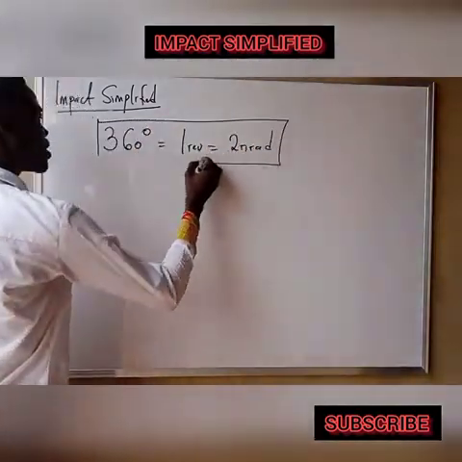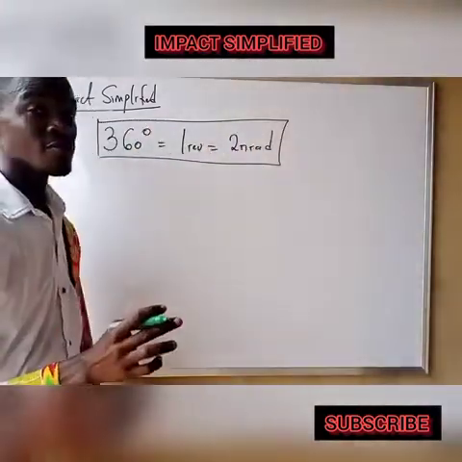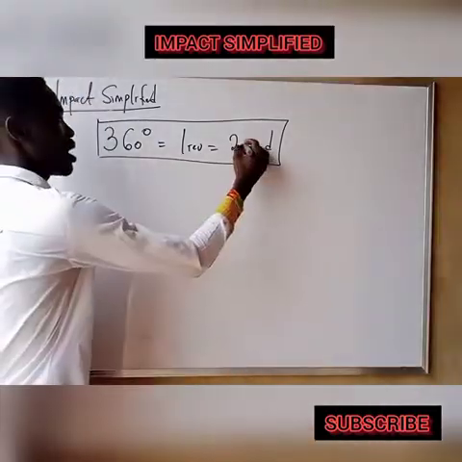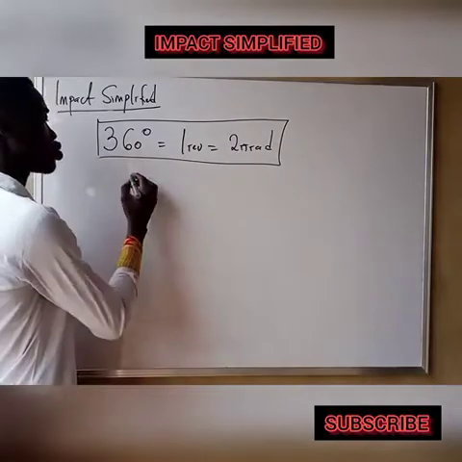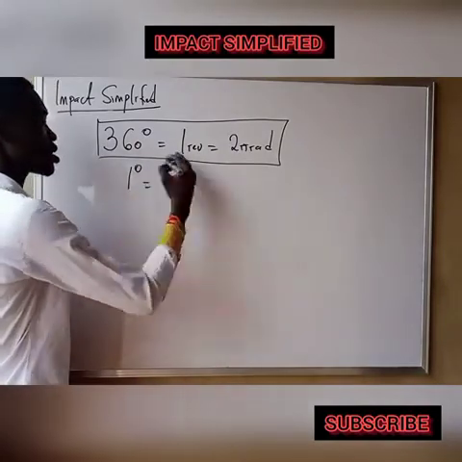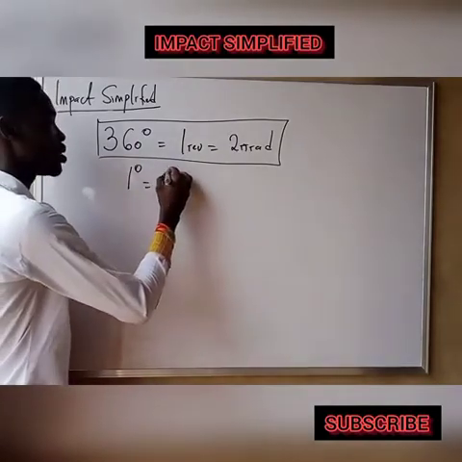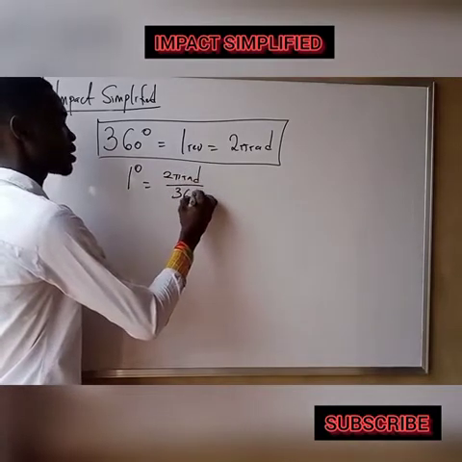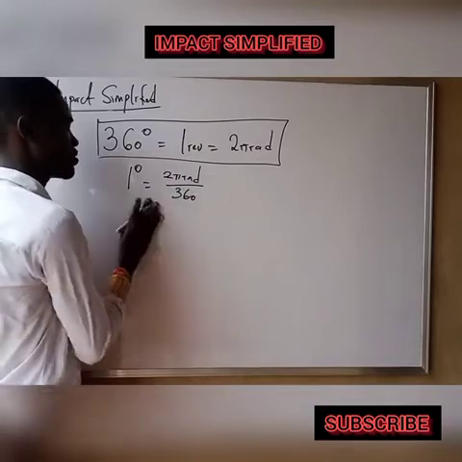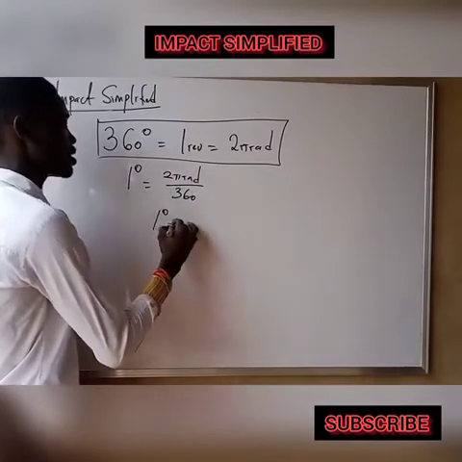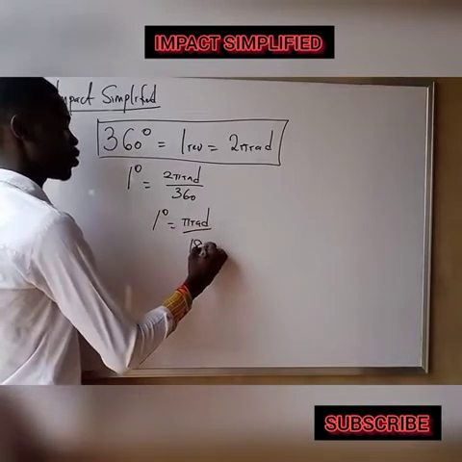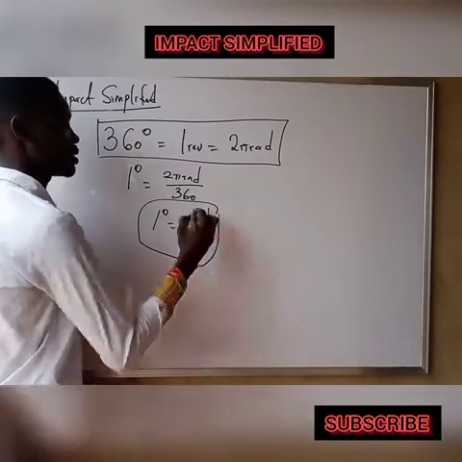This is the basis. A complete revolution is 360 degree, and it is termed as 2 pi radian. And from this, we need to note two things. That 1 degree is equal to, you divide 2 pi by 360. 1 degree will give us 2 pi rad over 360. That means 1 degree will give us pi rad over 180.